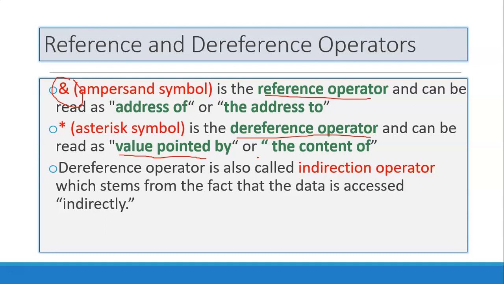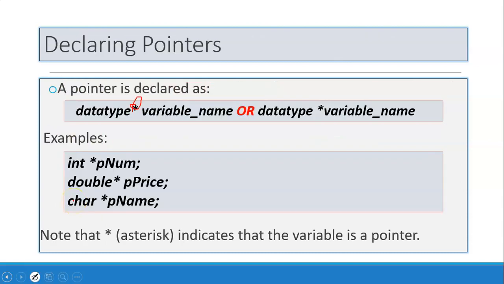You should also remember that the asterisk symbol is also used to declare pointer variables. So there should be a difference. You should know the difference between the dereference operator and that which is used in declaration, as we're going to see. The dereference operator is also called the indirection operator. Other books may refer to it as the indirection operator, but the common name is dereference operator, which is the opposite of the reference operator.